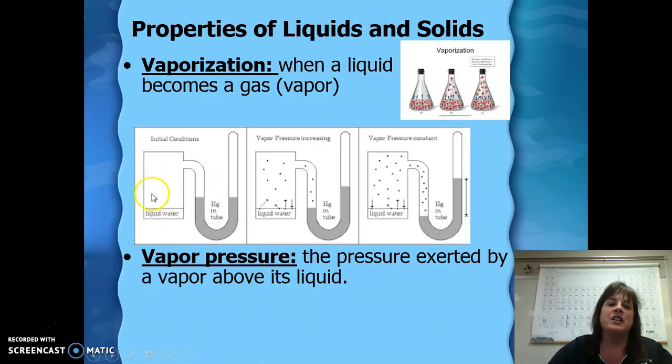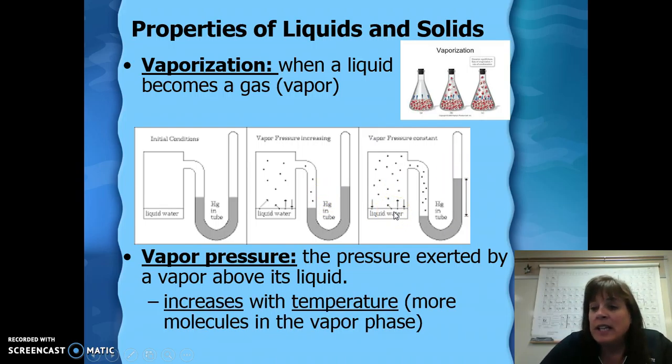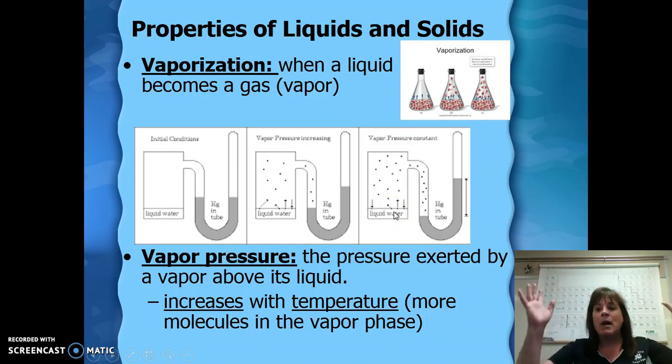Here we have an initial condition where I have water, and here's a U-tube with mercury in it, like a manometer. If this water starts to evaporate, I start getting water vapor, and that water vapor exerts a pressure. Notice that the line of mercury has gone down, so I've increased the pressure in the flask. The more that happens, the more pressure it creates. One of the things that will increase the vapor pressure is if we increase the temperature. I've got more movement, so more molecules can escape the liquid and join the vapor.